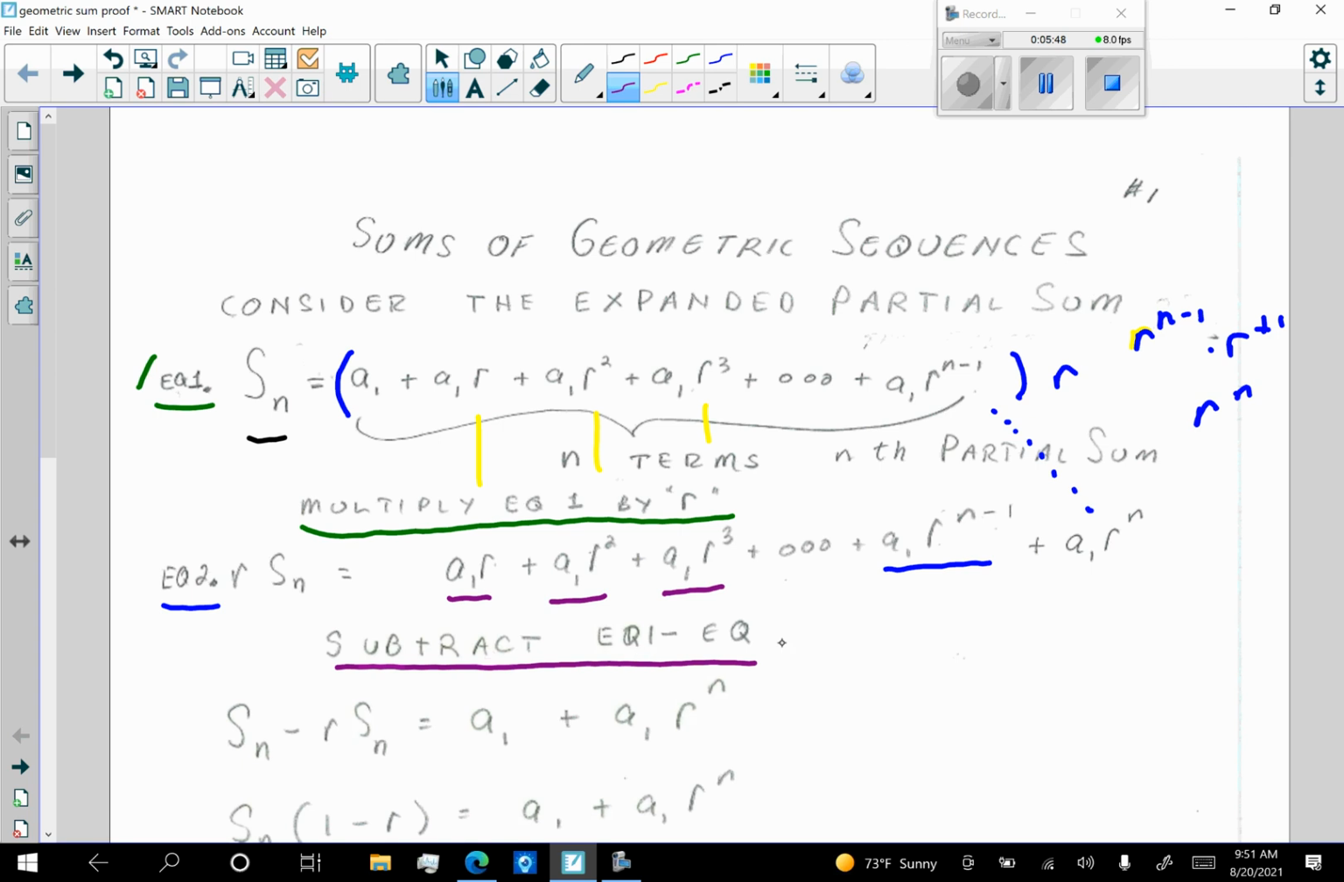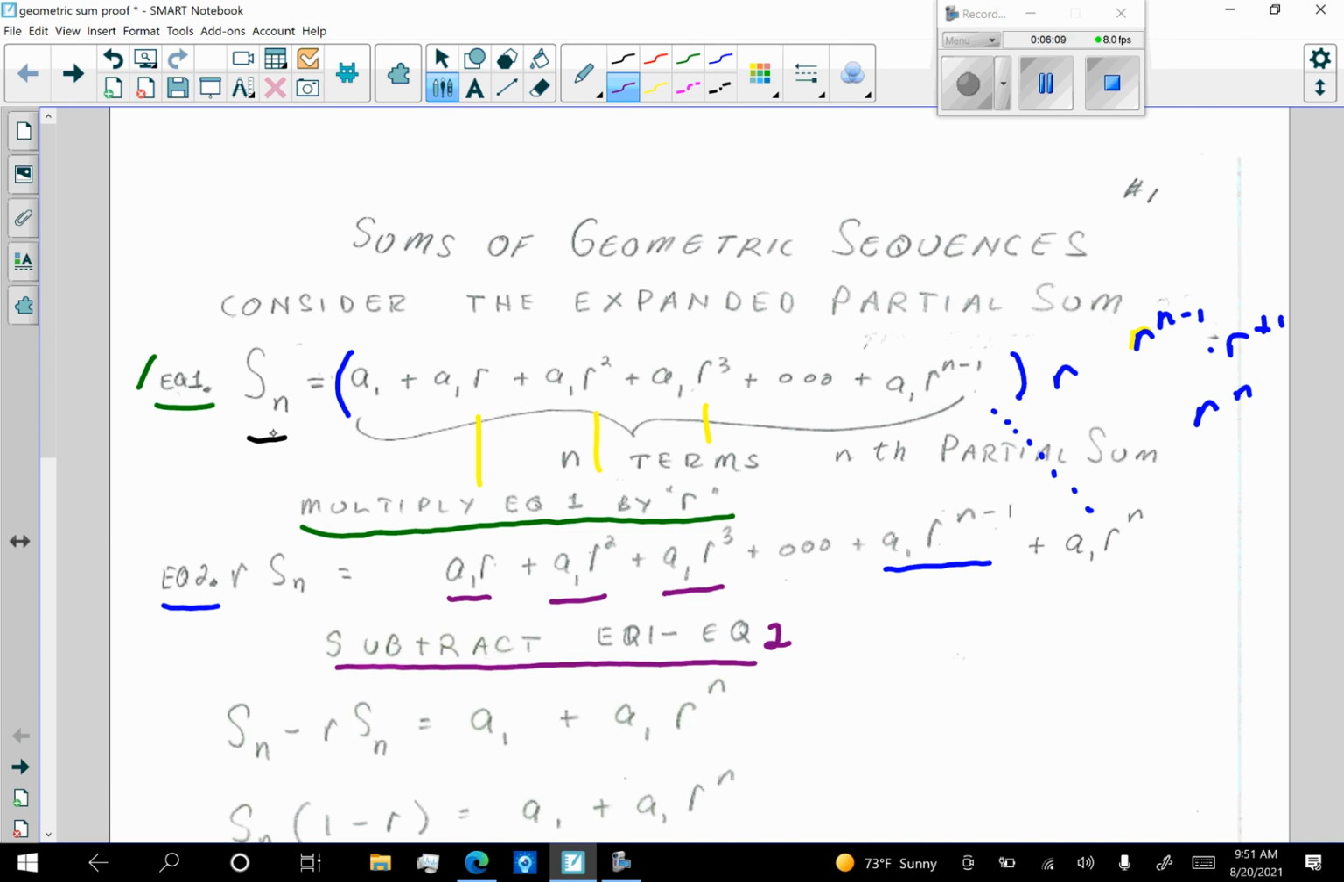Equation 1 minus equation 2. So I'm going to take all the terms from equation 2 and subtract them from equation 1, and I'm going to come up with this guy right here. I'm going to do equation 1 minus equation 2. Well, what does that give me?